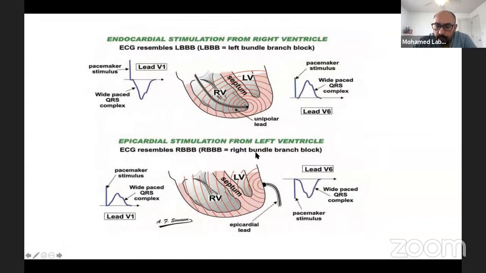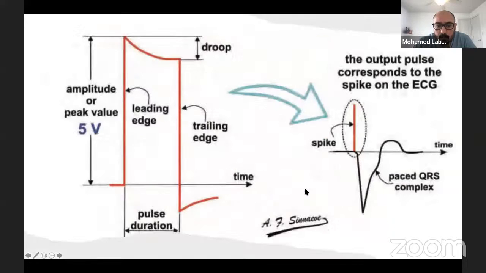We talked about this. I'm not going to spend time on it. Pacing in the RV should give you left bundle and give you R in V6. Pacing from the LV gives you the opposite, a right bundle. So if you zoom in on the spike that you see on 12-lead EKGs of the pacing, what does that spike represent?